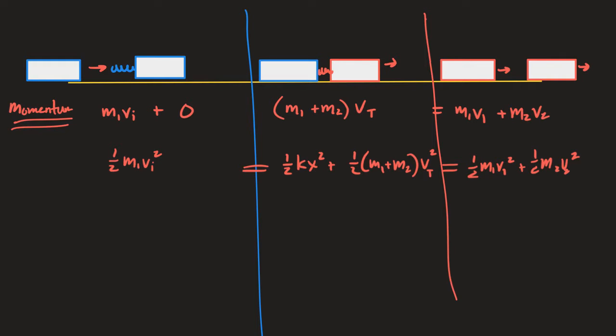This hasn't been asked recently, but just to put it in perspective, the problem is that instead of this being 1/2 kx squared, it's 1/2 mv squared. I'm sorry. It's mgh. Blew that.